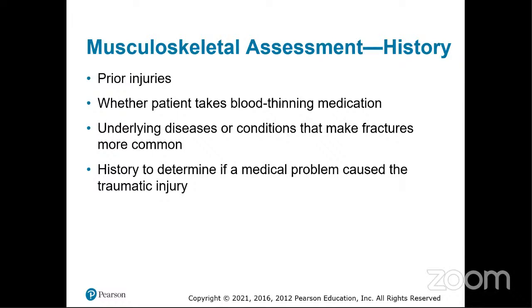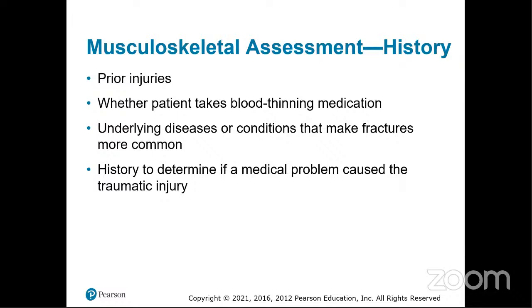Underlying diseases or conditions that make fractures more common. What's one that elderly females get? Osteoporosis. Perfect. There are some other ones too, calcium deficiencies and things like that, that can make fractures easier too. Age is another one. That's an underlying disease, right? Sooner or later it kills all of us.